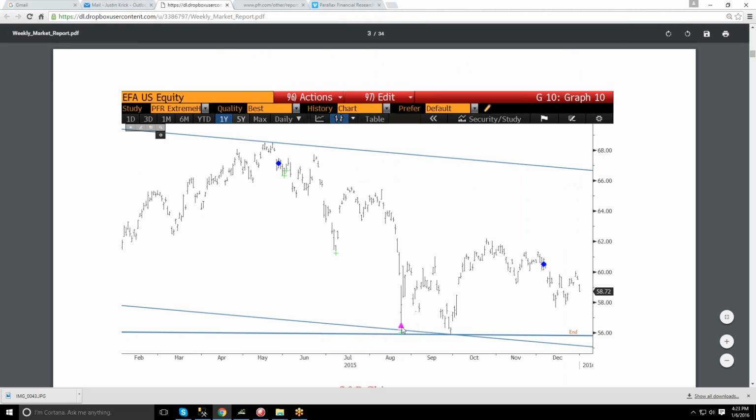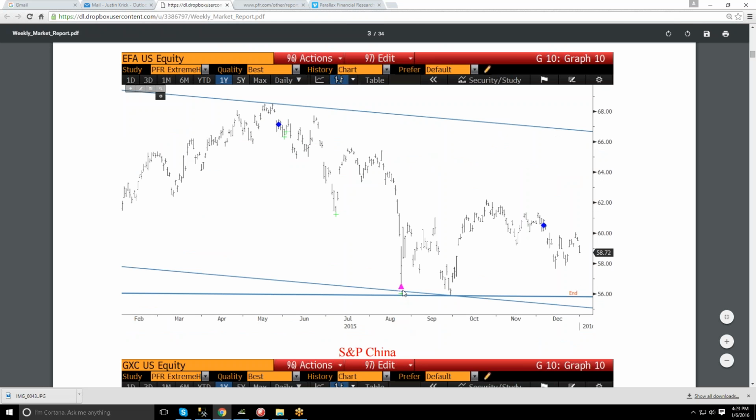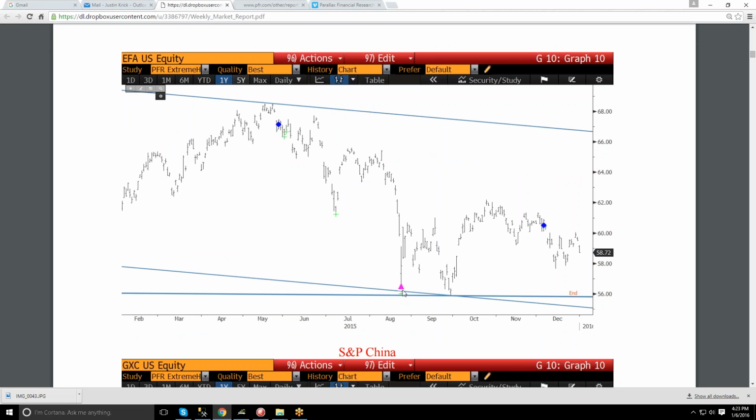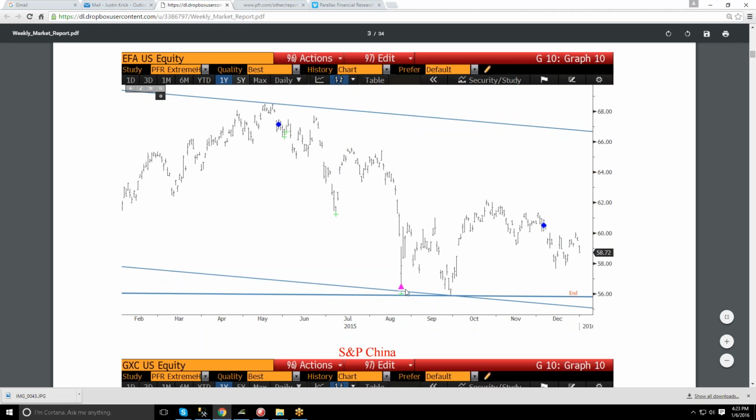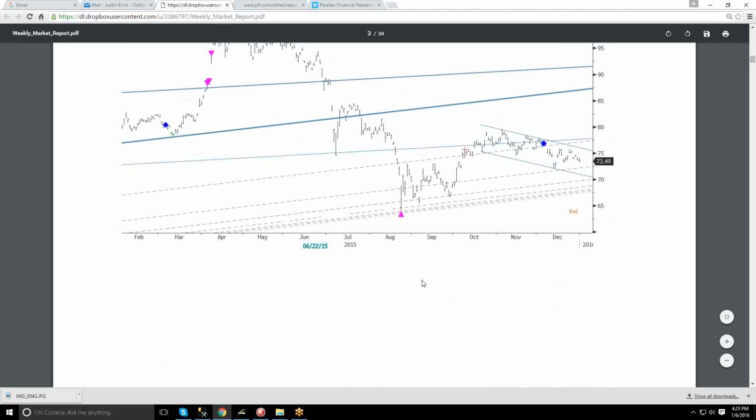The other side of the signals that we monitor are extension events. These are very opposite of the compression signals. These indicate very high probability times and levels that this market will stop trending in its current direction. So you can see right here, this was an example in the EFA index where the market had an extension signal here and the market stopped its downtrend and it began a sideways market action.